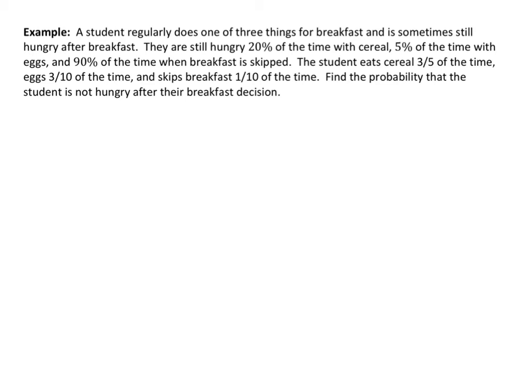So first, there's the hungry and not hungry event. And then there's the breakfast choice event, right? There's cereal and eggs and skipping breakfast. So which of these is the unconditional event? Which of them does not seem to depend on the others? Well, for the probabilities that we have here, it seems like it's this one, right? The hunger probabilities changed for each of the different things.